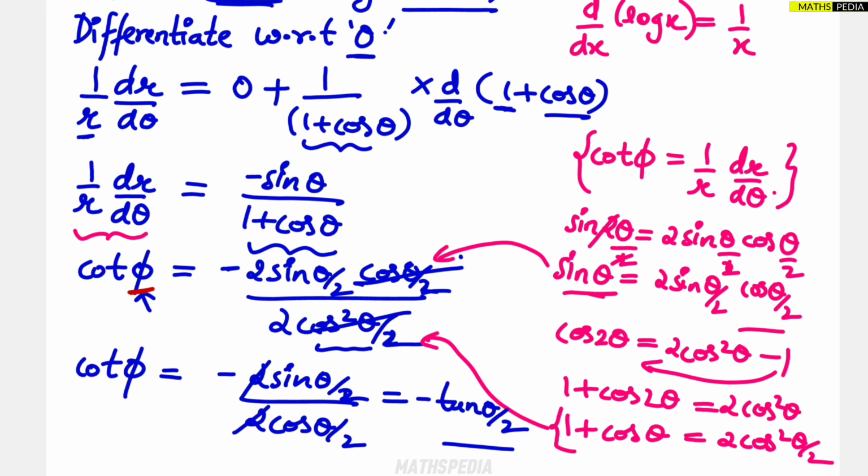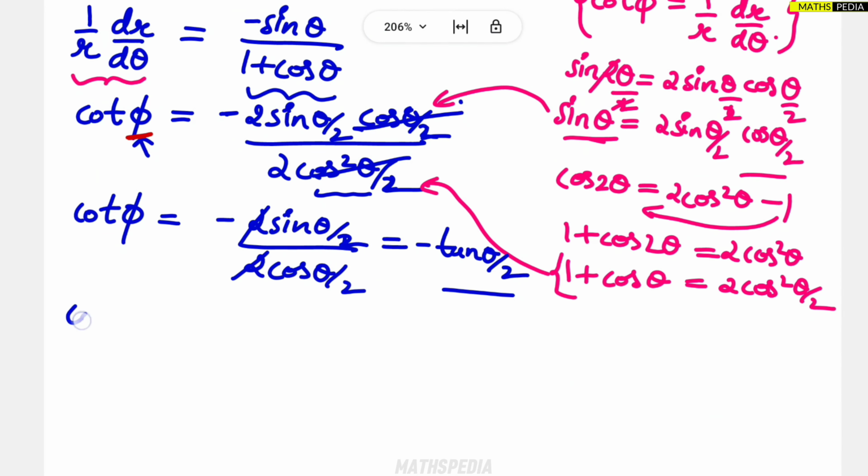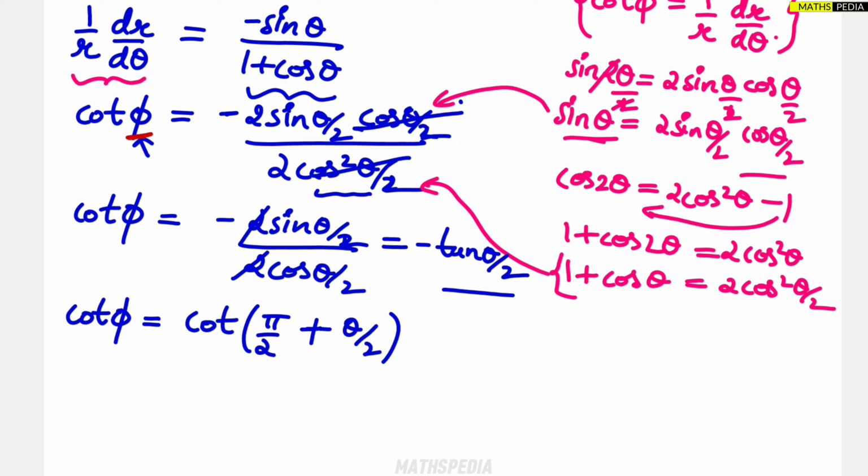Tan is there, so tan has to be converted into cot. How to convert into cot? Very simple way. Cot phi is equal to minus tan theta by 2. Minus tan theta is what? Cot of pi by 2 plus theta, that is 90 plus theta. Cot 90 plus theta is minus tan theta. Now cot on both sides is gone. So the phi value we got is pi by 2 plus theta by 2. From this phi value, I have to get the value of psi.